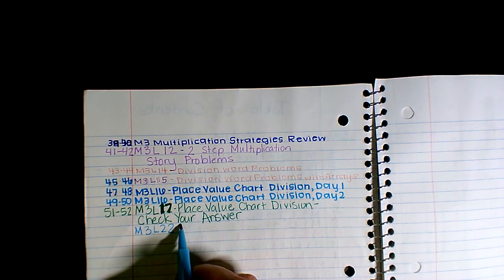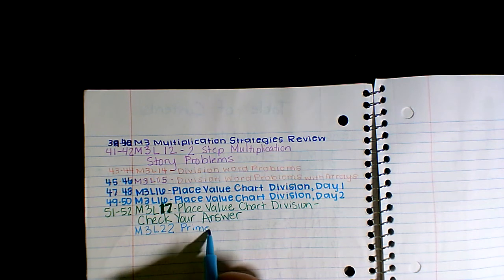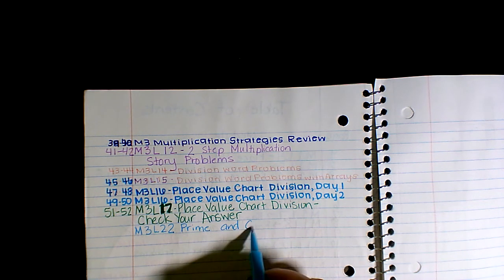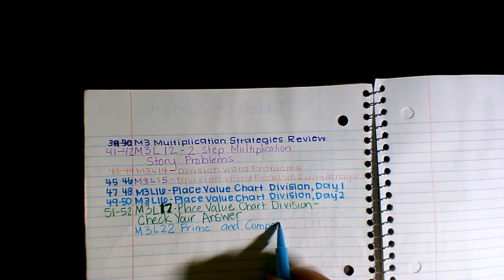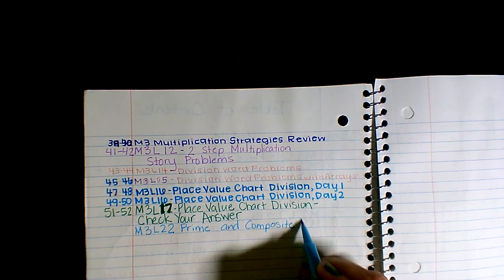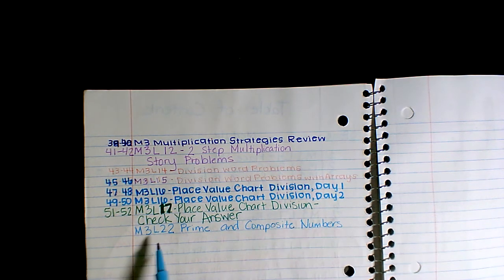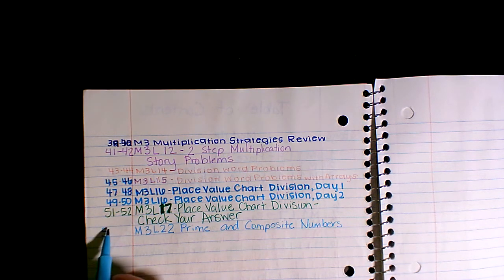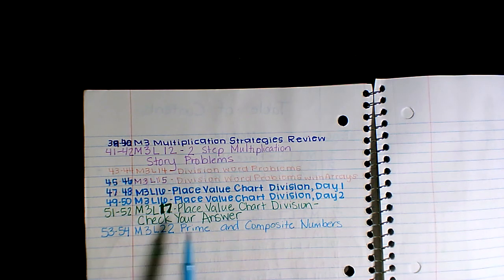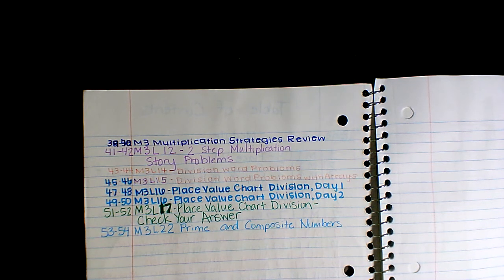And we're going to be doing prime and composite numbers, okay? And we're gonna find this in our table of contents on page 53 and 54. Remember, it might be different for yours. So again, we're gonna do Module 3, Lesson 22. We're gonna learn about prime and composite numbers. Pause the video at any time when you need.